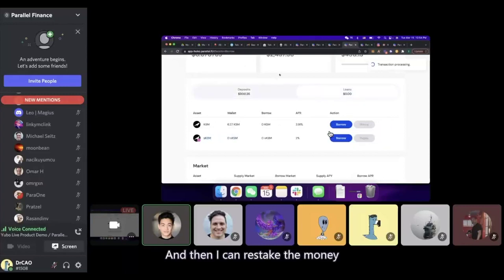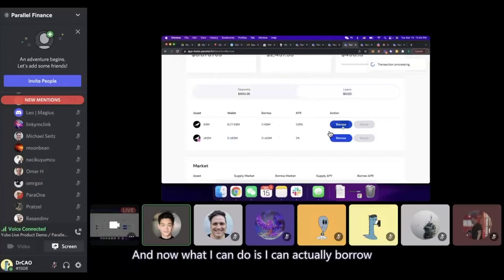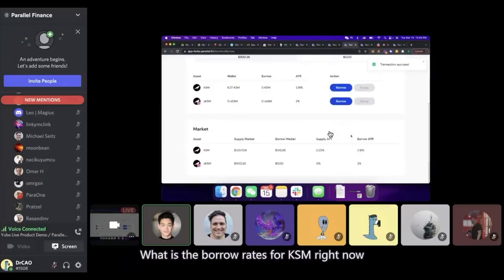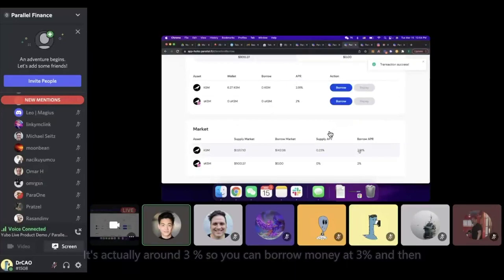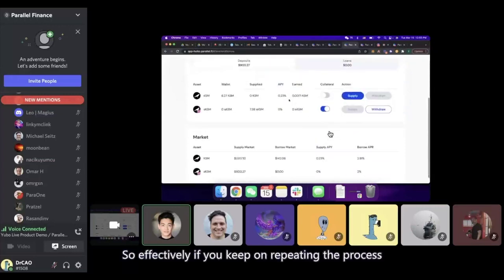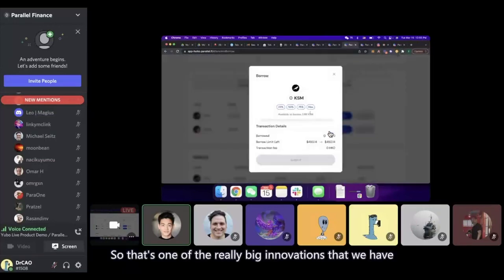And then I can restake the money. So you see, I just put all of the Kusama into the money market. And now I can actually borrow a lot of money. Let's take a look at what the borrow rate for Kusama is right now. Right now, the Kusama borrow rate is around 3%. So if you can borrow money at 3% and then stake at 17%, you make the arbitrage basically. So effectively, if you keep on repeating the process, users can earn way higher staking returns. That's one of the really big innovations that we have.